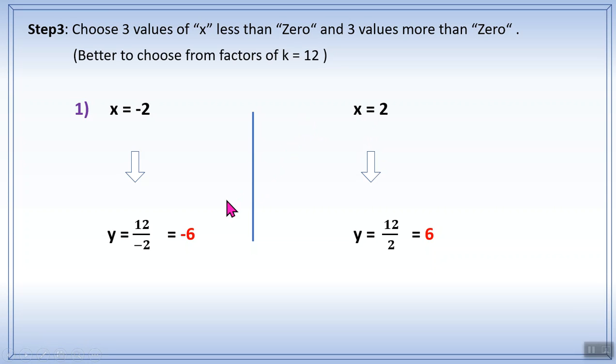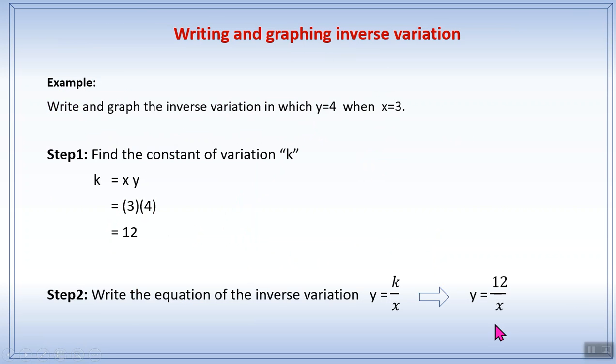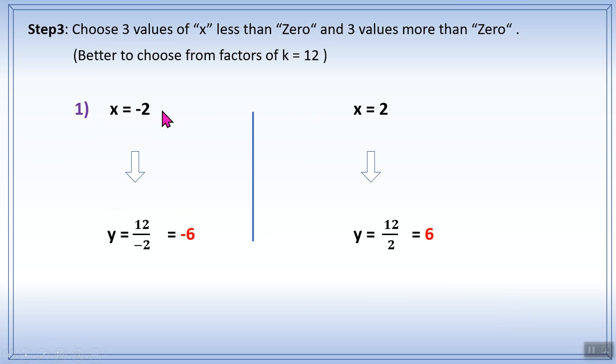Now, I'll go back to the equation, which is y equal to 12 over x. Now we will replace this x by the values that we will take. x is equal to negative 2, so it will be y equal to 12 over negative 2, which is negative 6. Now when x is equal to 2, then 12 over 2 is equal to 6, the value of y. So when x is negative 2, the y is negative 6 in this inverse variation. And when x is 2, the y is equal to 6.